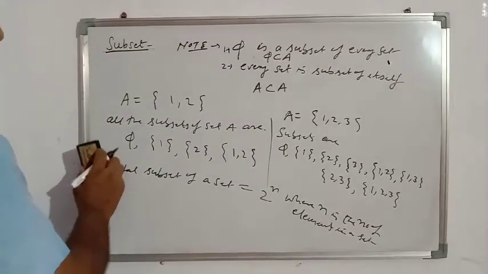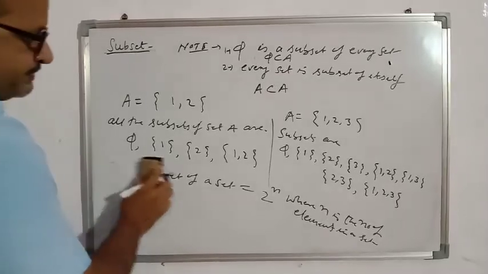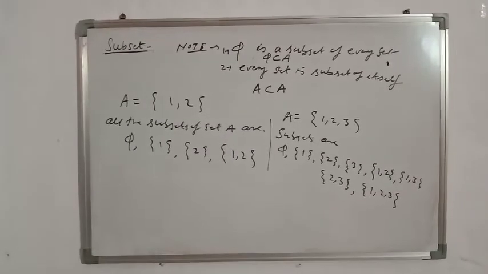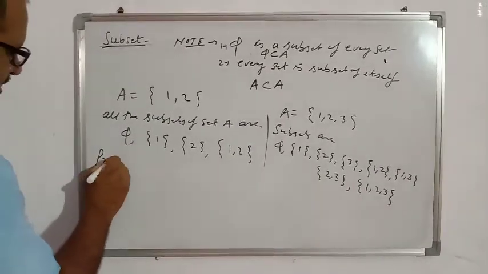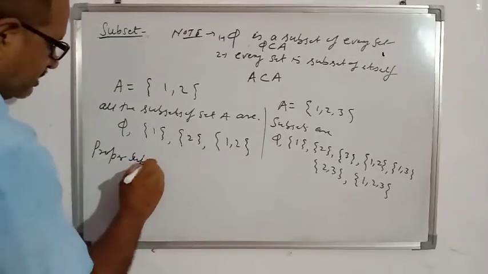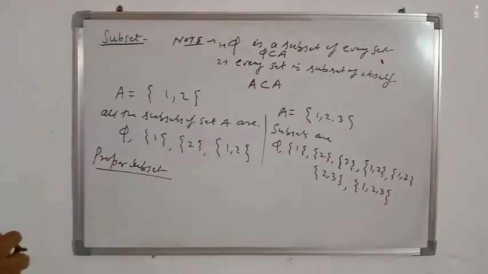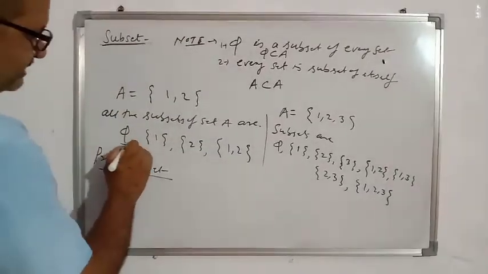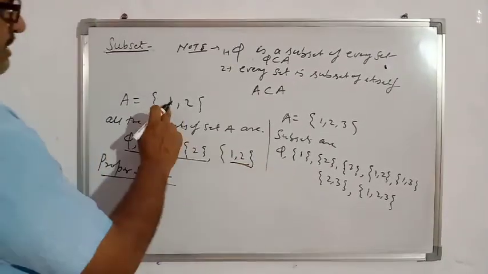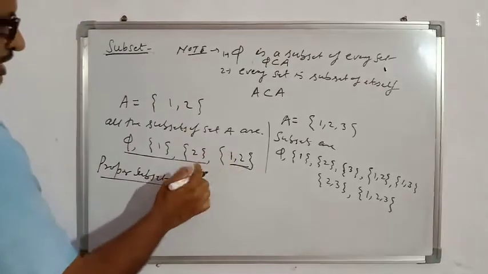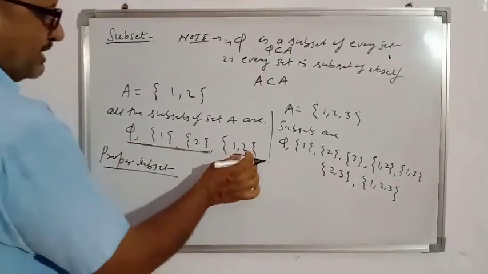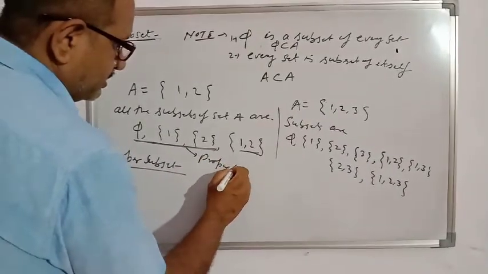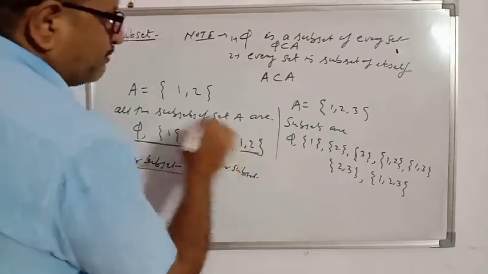So what are the proper subsets? What are the proper subsets of a set? See the proper subsets. We have written here all the subsets of a given set A. All these subsets, leaving the set itself, are proper subsets. Leaving the set itself means leaving the set {1, 2}. So these are proper subsets, and this is the improper subset.